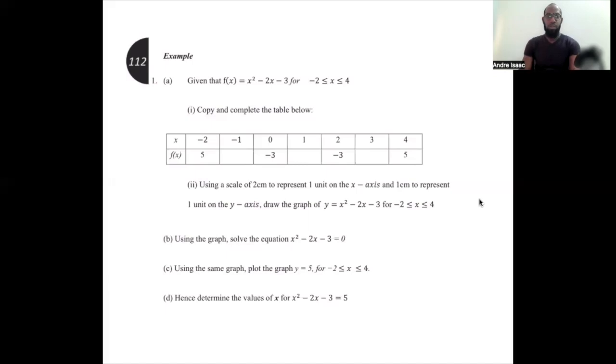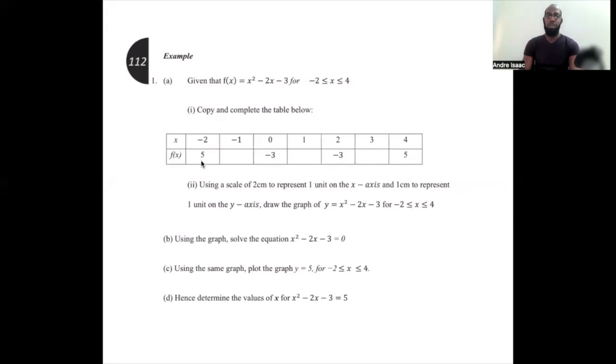We are going to look at relations, functions, and graphs. Let's jump right into it. So we have here the function f of x equals x squared minus 2x minus 3, and x is between -2 and 4.